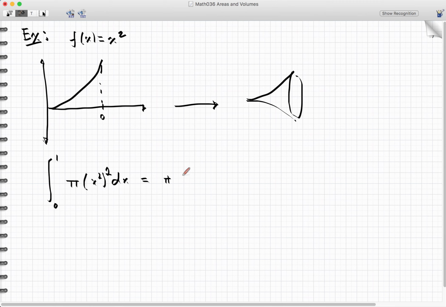Ultimately, this gives us pi times the integral from 0 to 1 of x to the 4th dx. And just remembering our power rule and fundamental theorem of calculus, and the fact that the lower limit is 0, we're going to get that the full volume of this object is pi over 5.